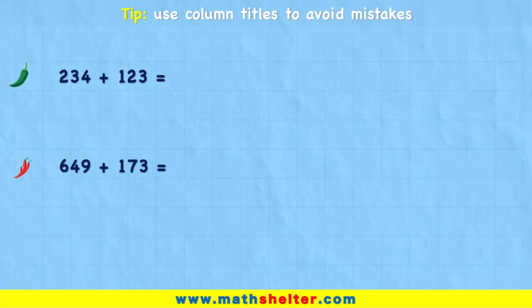Okay, so our top tip for today is we're going to try and use our column titles to avoid making mistakes. So let's have a look at this first example, the green chili challenge. We have 234 add to 121.